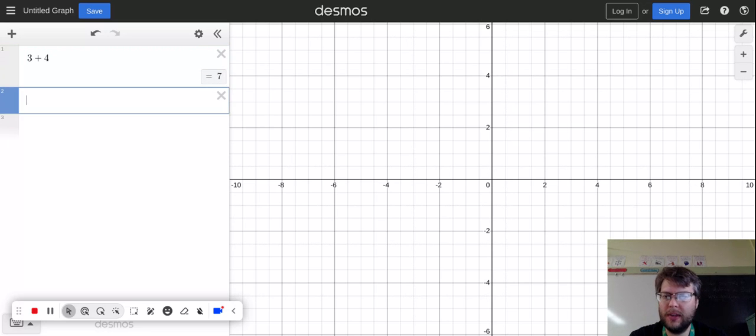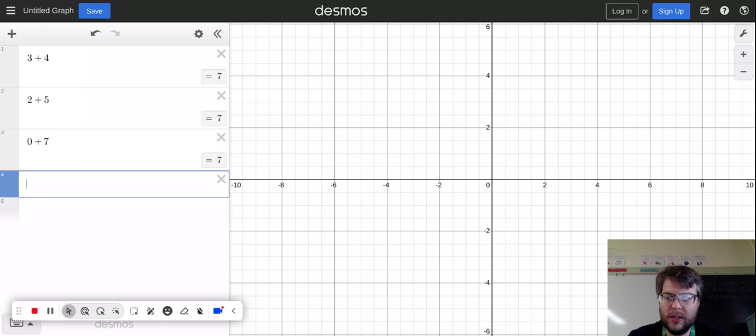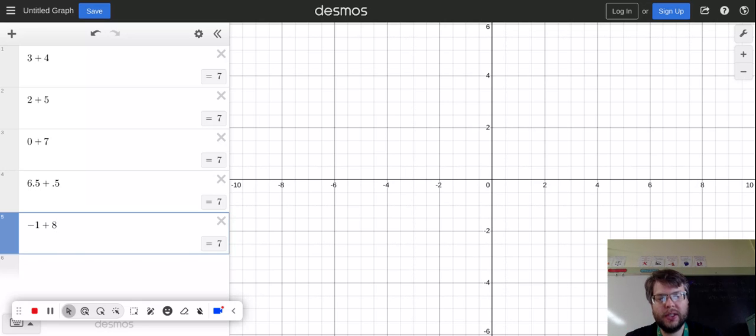No, 3 plus 4 makes 7. It could be 2 plus 5. It could be 0 plus 7. You could even get weird and say, okay, it's 6.5 plus 0.5. And we could actually play this game forever. -1 plus 8. And all of these are solutions. But in order to be a solution, I need to tell you both of the numbers. I can't just tell you the solution is 5. 5 doesn't add up to 7. I need to tell you 5 and 2 add up to make 7.